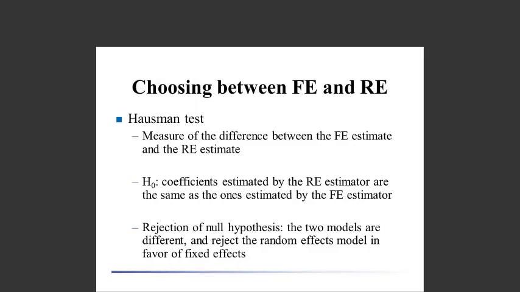And we're testing whether the covariance between our unobserved heterogeneity term, alpha i, and covariates x is equal to 0. If this were the case, then we would use the random effects estimator. And a rejection of the null then indicates that the two models are different and we should reject random effects in favor of fixed effects.